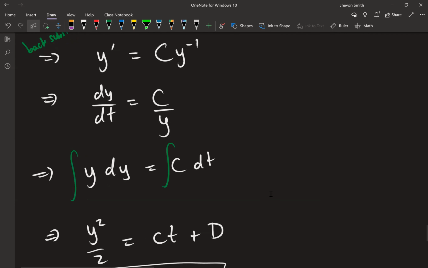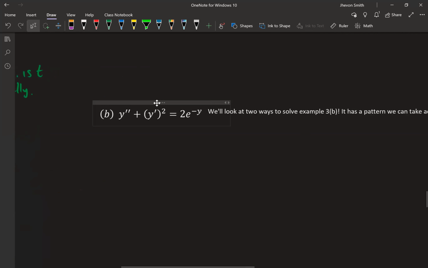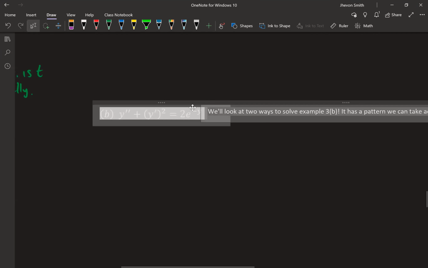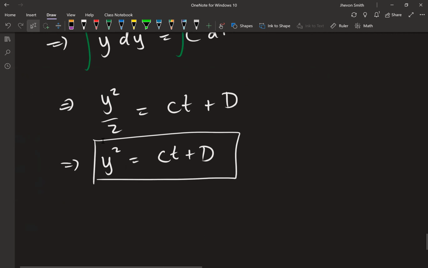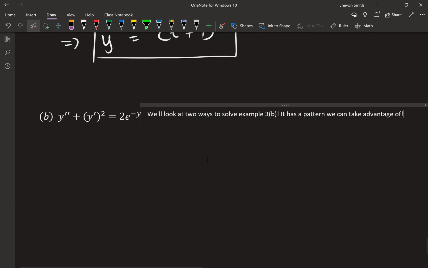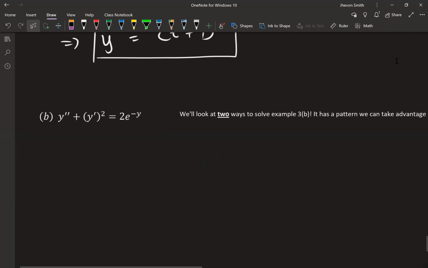Okay, let's look at, where was the other example? Here's another example. We're going to look at two ways to do this. So I'm going to look at the way that's shown here, and I'm going to show you a way after that, because you're going to realize why we want to look at another way.